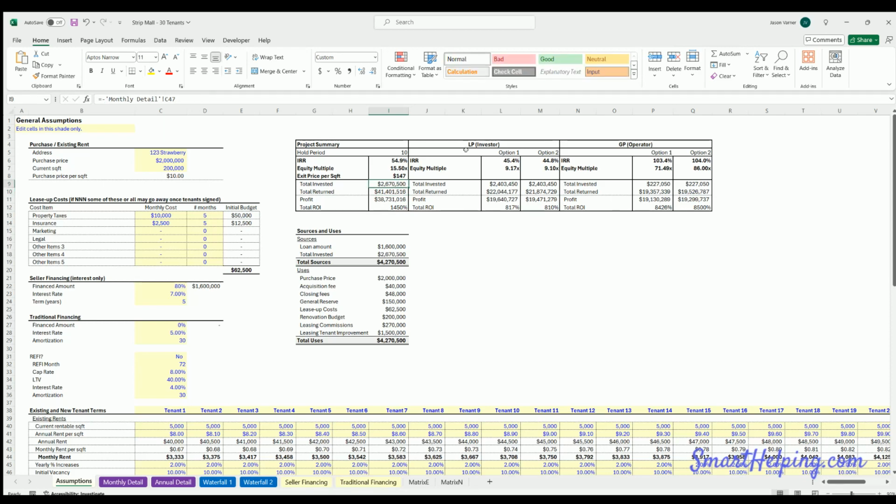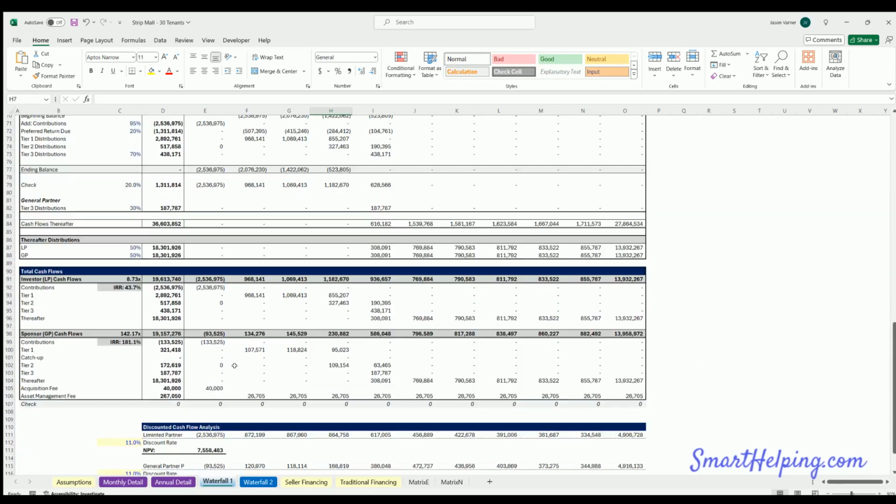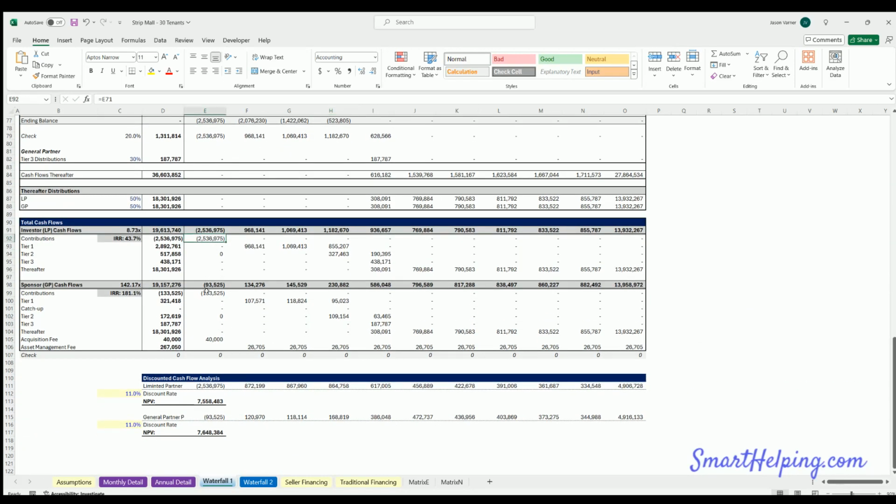Now I did 2 waterfalls, and they're both set up like LPGP structures, or essentially an investor and an operator. The first one, option 1, you see here, is an IRR hurdle exclusive. So what that means is you have a certain amount of the cash requirement that's paid by the LP and GP, which you can define here. Let's say it was 95.5. You can see if I go down to the summary, 95 versus 5.